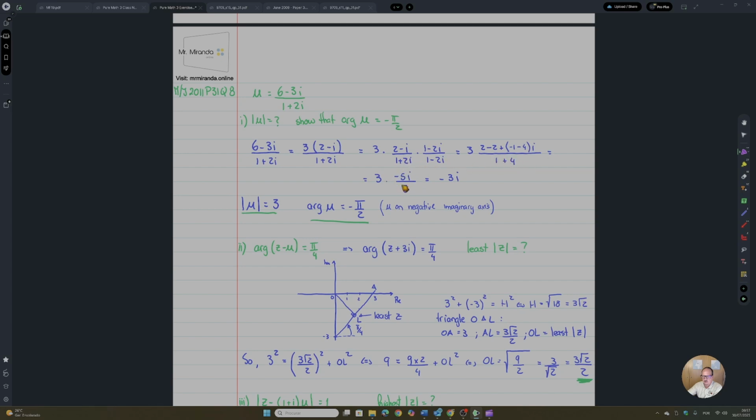Eventually, you end up with this, which is just minus 3i, okay? So the modulus of this is obviously just 3. And what is the argument of any number that lies on the imaginary axis? If it is on the positive side, it's pi over 2. If it is on the negative side, it's minus pi over 2. Is this angle over here, right?